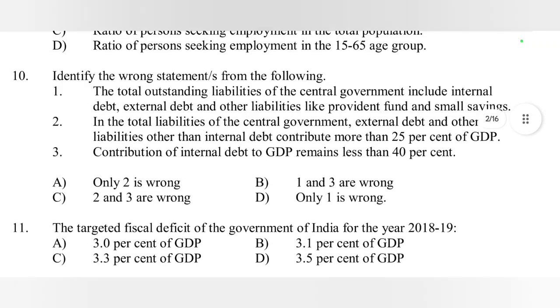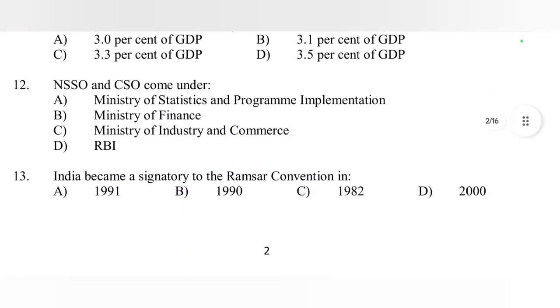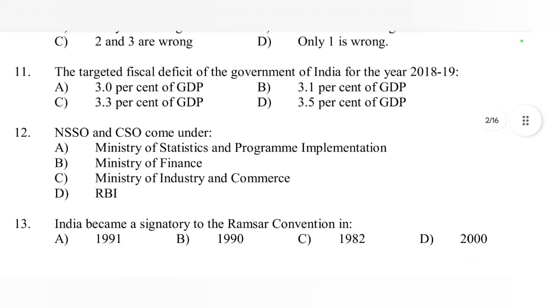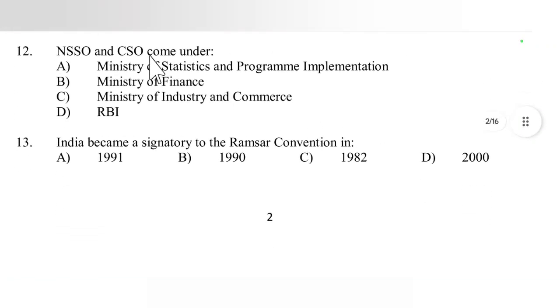Then question number 10 is not important, 11 also not important. These are questions of previous data. So question number 12, NSSO and CSO come under... NSSO, National Sample Survey Organization, and CSO, Central Statistical Organization, come under the Ministry of Statistics and Program Implementation, option A.